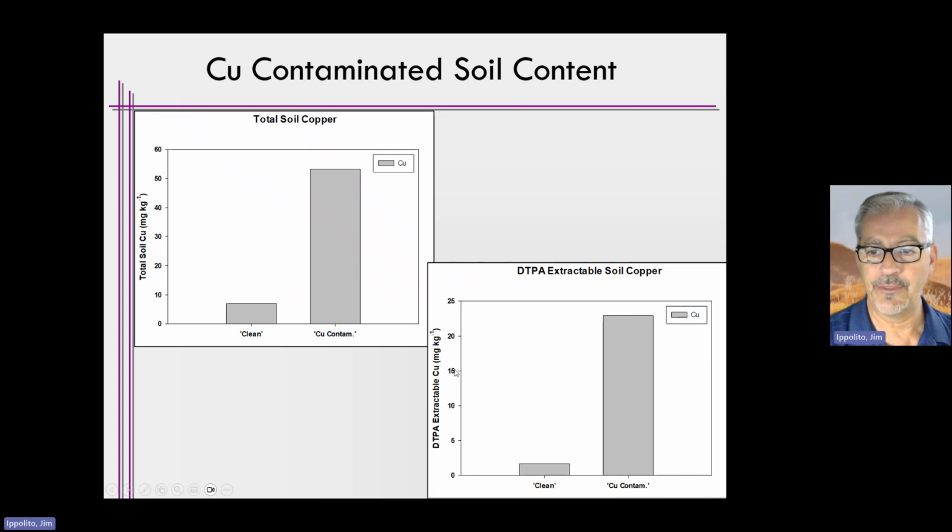If you look at the right-hand graph, the y-axis is essentially plant available copper. In the clean soil, it is about 2 parts per million. That's relatively normal. And in the contaminated soil, it's probably 23, not quite 25 parts per million. This is an issue, and this is why we see the issue with corn copper contamination in this system.